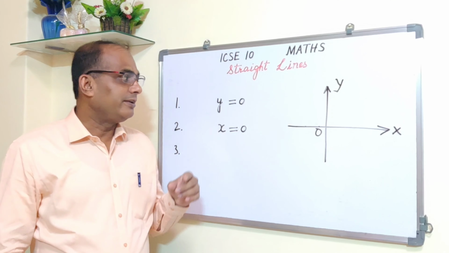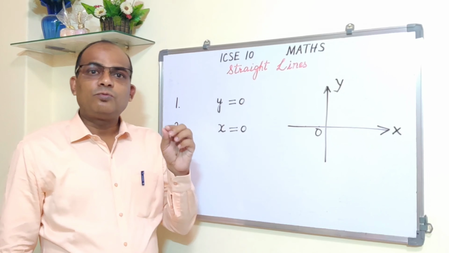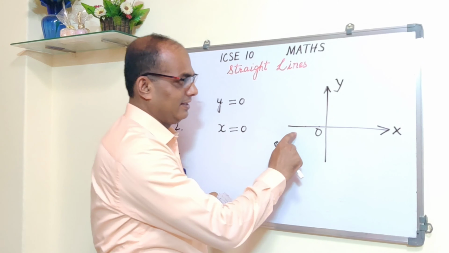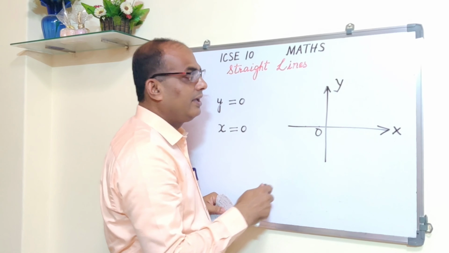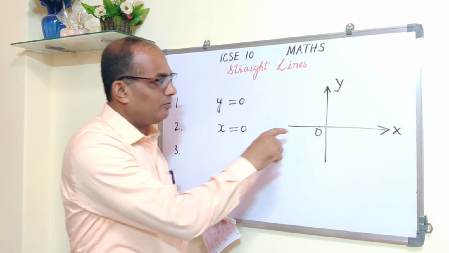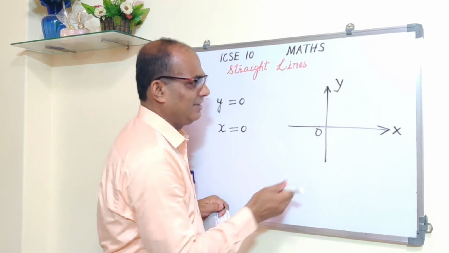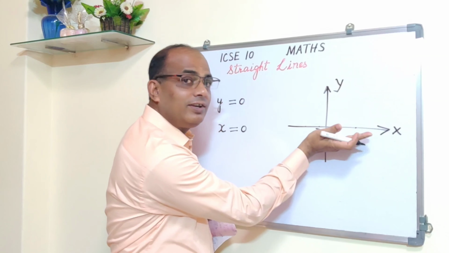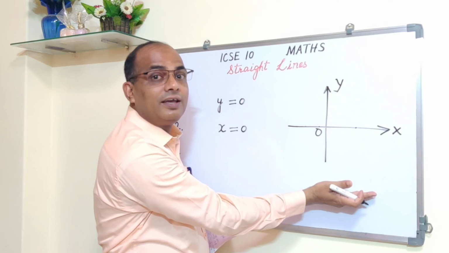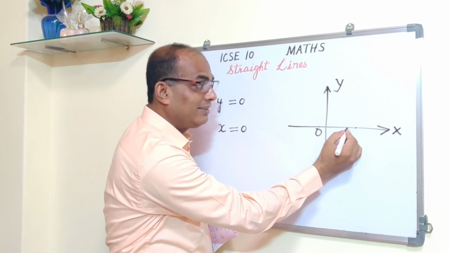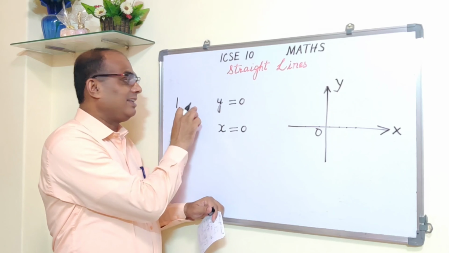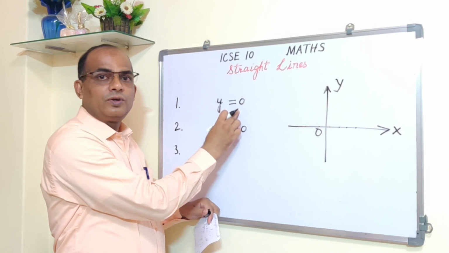So the first point is, what is the equation of x-axis? X-axis means this horizontal line. This is y-axis. The equation of x-axis is y is equal to 0. Why? Because wherever you are on the x-axis, y is 0. You will get y when you go above x-axis or below x-axis. As long as you are on the x-axis, y is 0. That is why the equation of the x-axis is y is equal to 0.